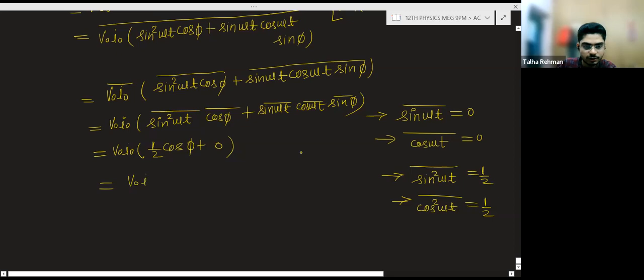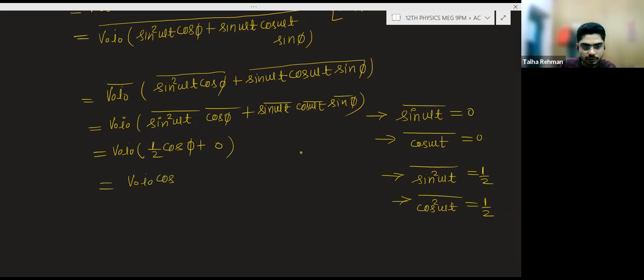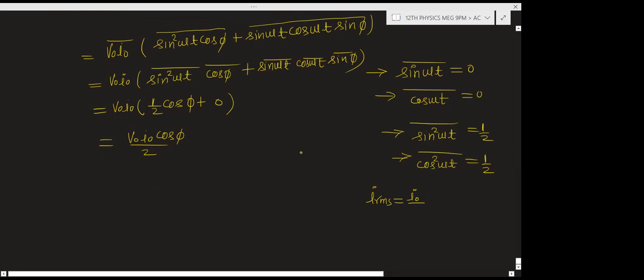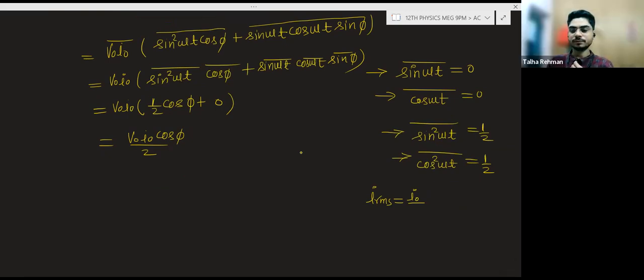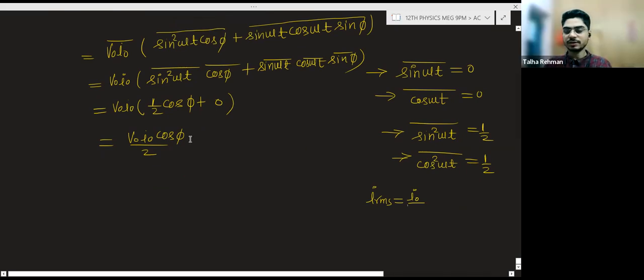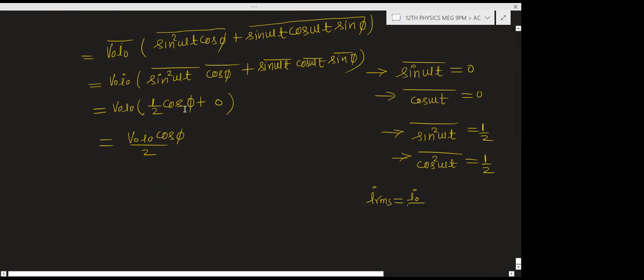So what we will get is V naught I naught cos phi divided by 2. If you remember, I have told you the root mean square value of the current. Sir, cos phi only? Yes, it will come the same as that only.